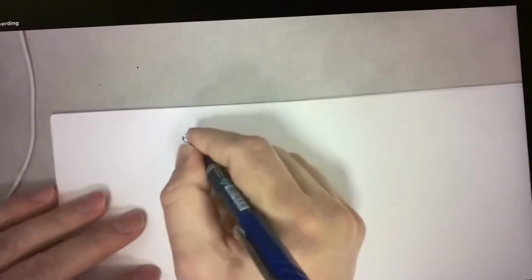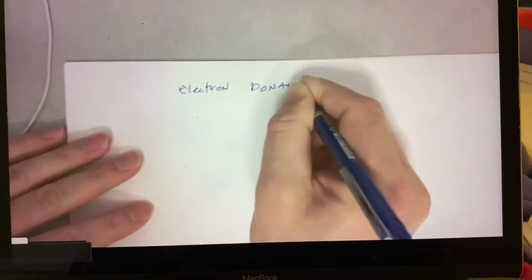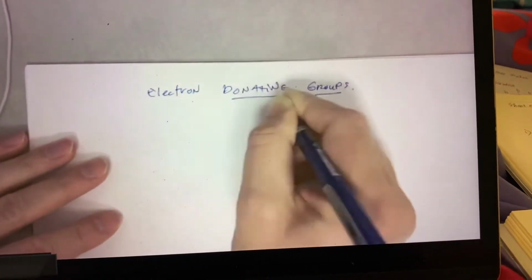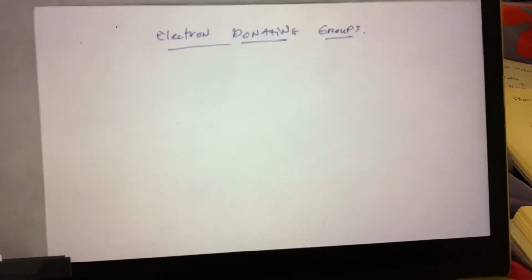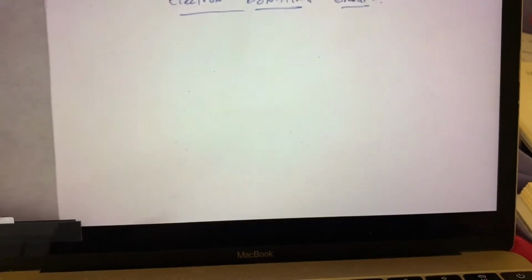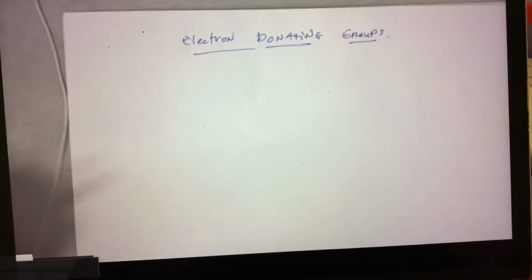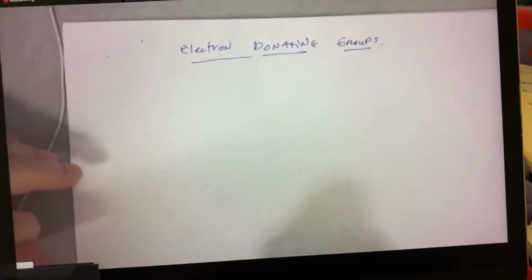The effect of electron donating groups. Electron donating groups. We're going to take a break in about 5-10 minutes, so sit tight for them as much as you can. But electron donating groups.